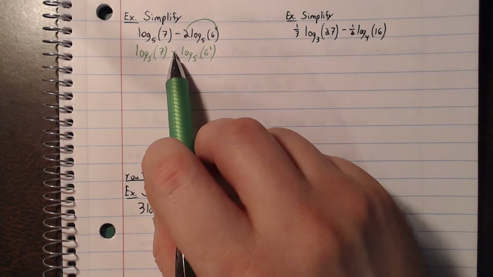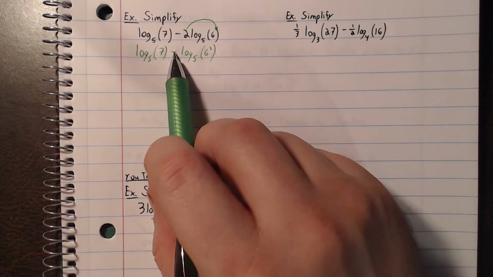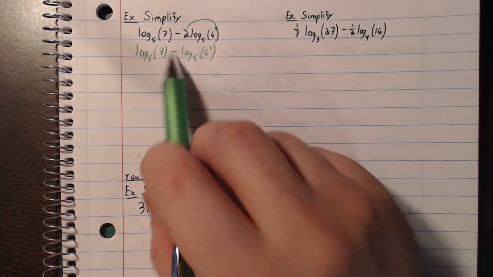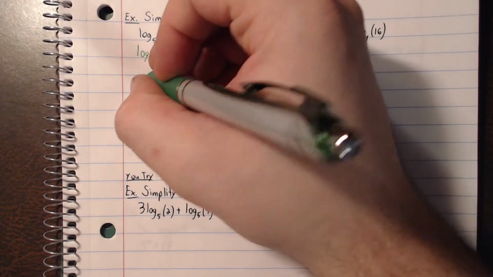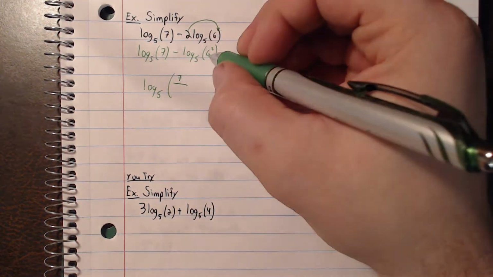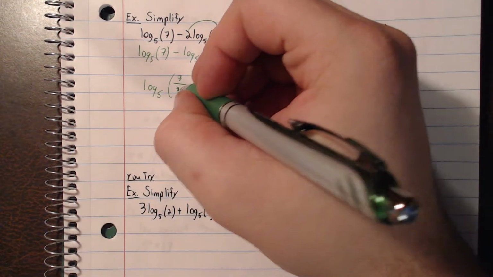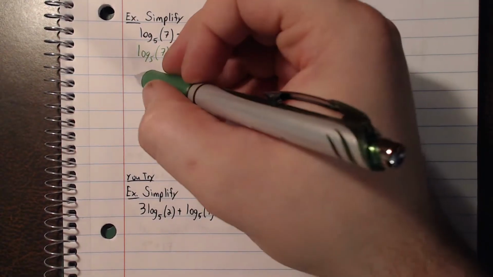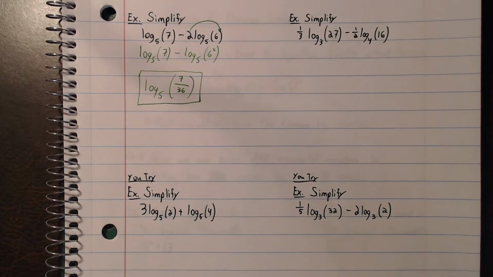Now I notice this negative, right? This minus. Quotient property should come in, right? I have the same base, so if I notice that negative, I'm going to divide, right? So we got log base 5 of 7 over 6 squared, which is really 36. That's it. I have only one log. That's as simplified as that gets. Mr. M hates decimals, so we'll just leave it in fraction form.